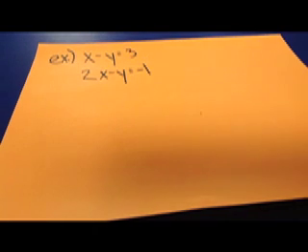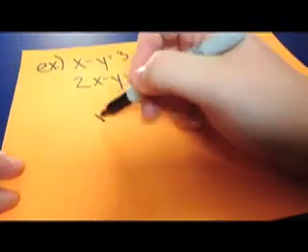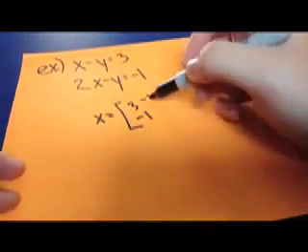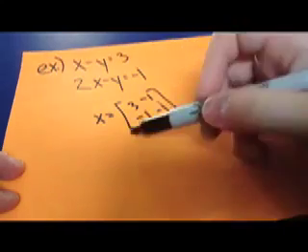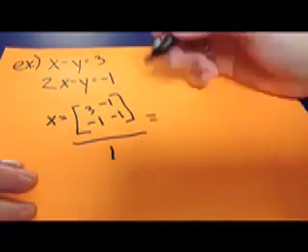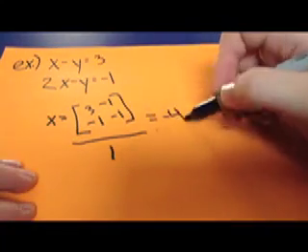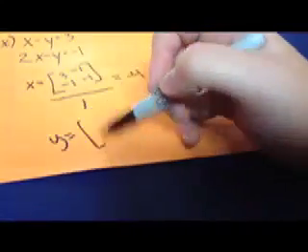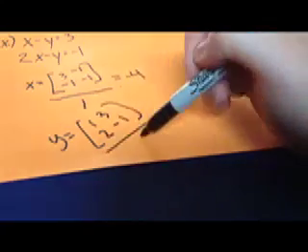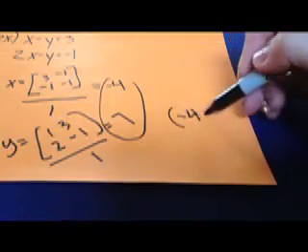Now we can find that x equals the determinant of 3, negative 1, negative 1, negative 1, all over 1, because 1 is the determinant. When you solve that, it equals negative 4. And then y equals the determinant of 1, 2, 3, negative 1, all over 1, and that equals 7. The answer is negative 4, 7.